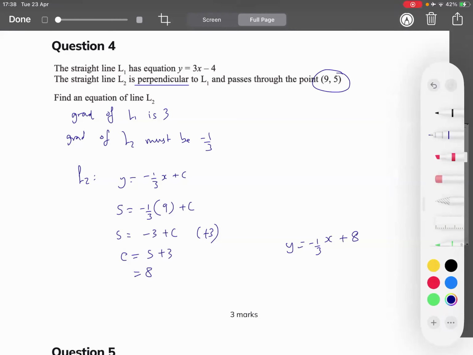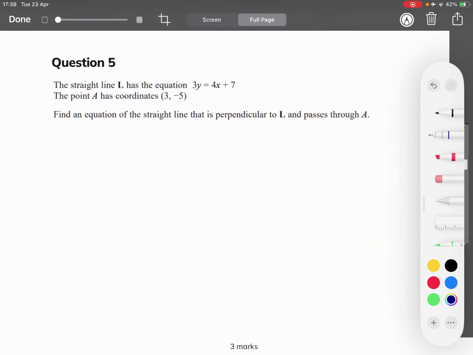We have to get rid of the coordinates as well. Did you get 8? Good. Next one, very similar.